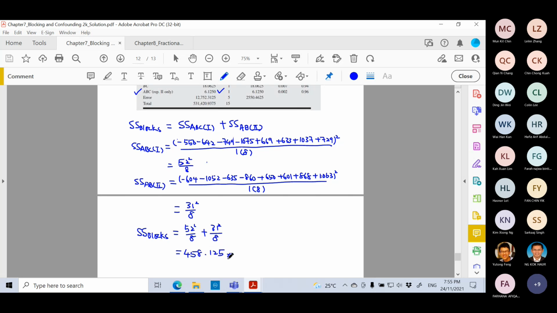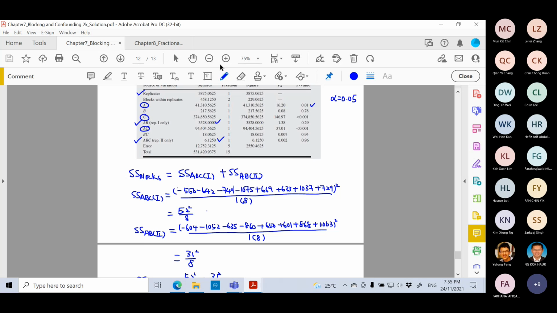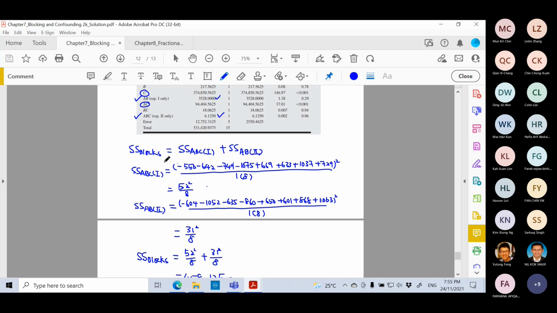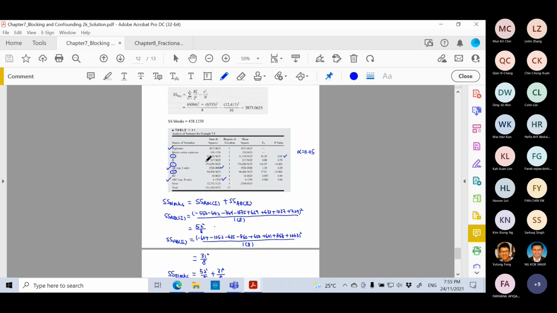Then this one is 458.125. So this is your sum of squares for the block, 458.125. You can check carefully the sum of squares here, where I put SSABC number 1, which means using the observations for replicate 1. If SSAB number 2, it means using the observations for replicate 2. This is how you get your sum of squares for block. You can check it after the class.